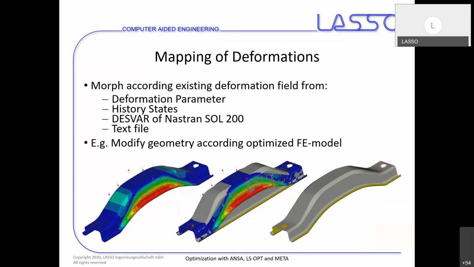The source for this deformation field can be quite different. It can be a deformation parameter, can be some stored history states, design variables, or even a text file with coordinates and the vector when you want to apply it from an external application.